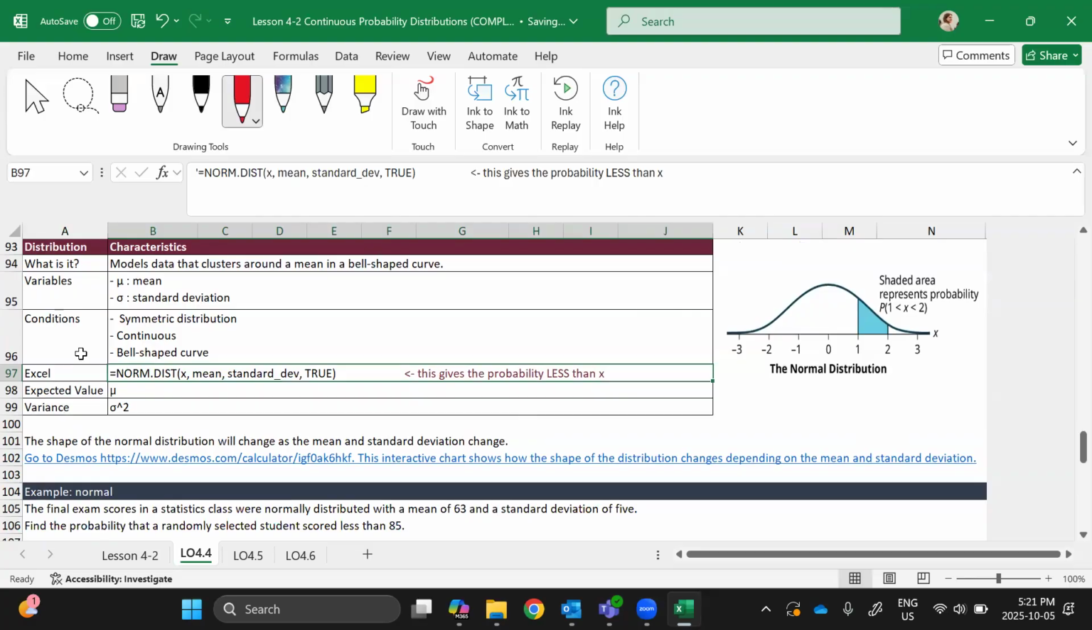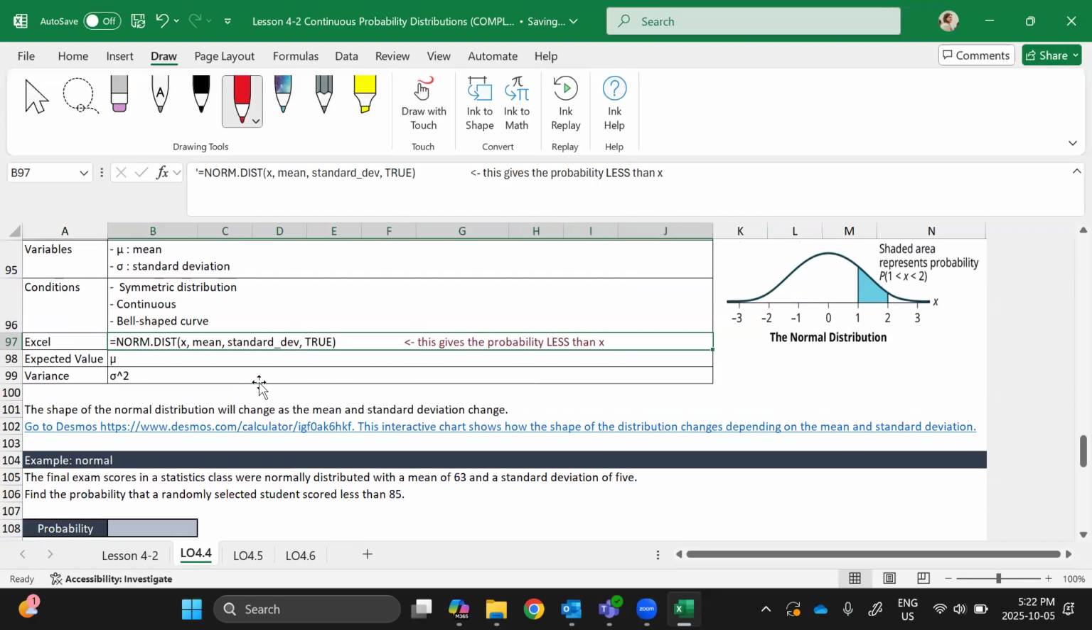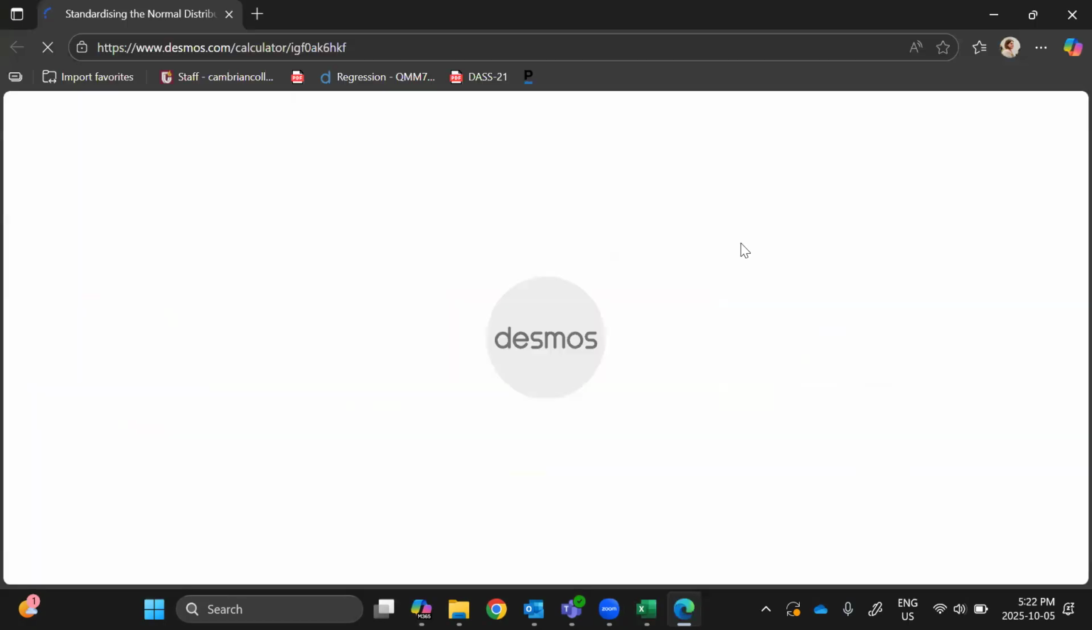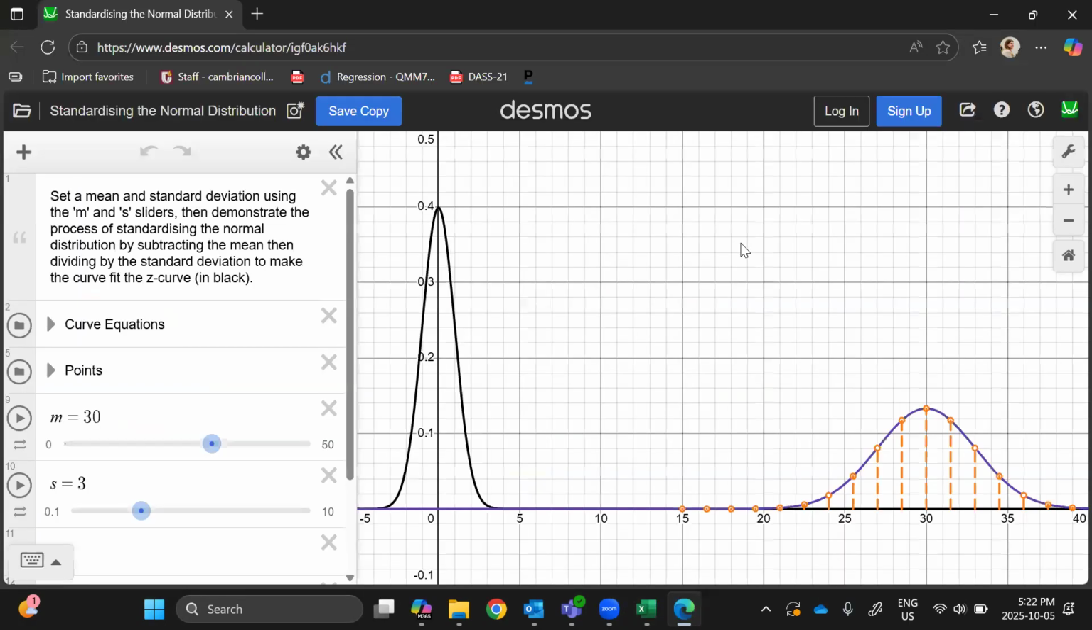The expected value is just the mean, and the variance would be the standard deviation squared. The normal distribution will look slightly different depending on what the mean and standard deviation are. If you click on the link that's given in the notes, it opens up this graphing calculator that allows you to see how the shape of the normal distribution changes. In this example, we have an expected value of 30 and a standard deviation of 3.